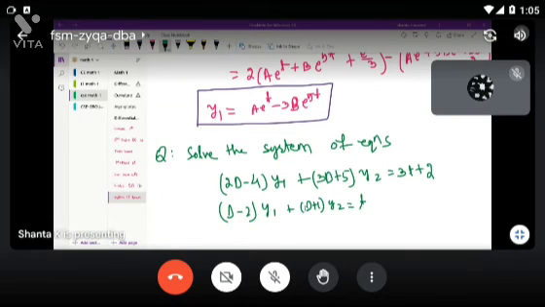So you solve these two equations. It's again given in terms of the operator form also. So you try.